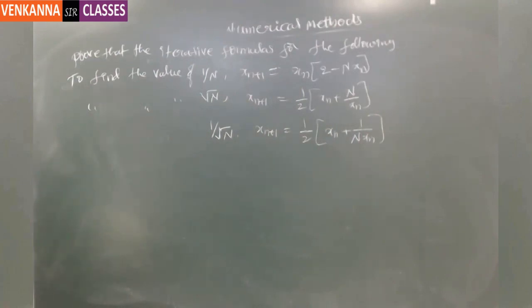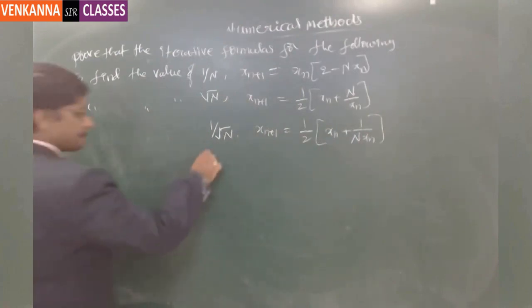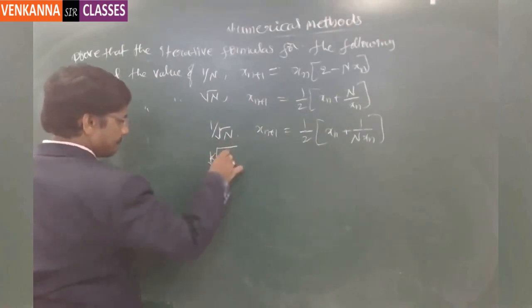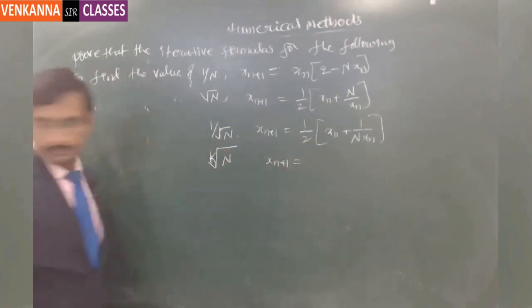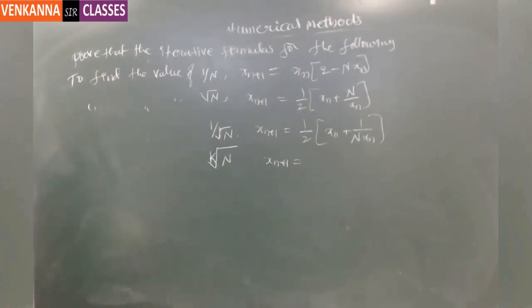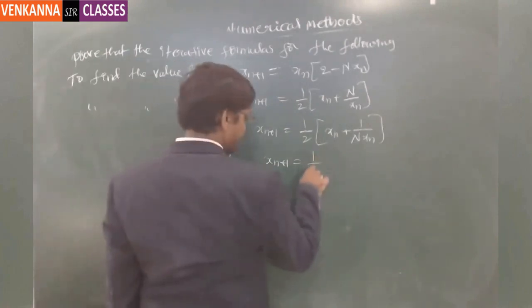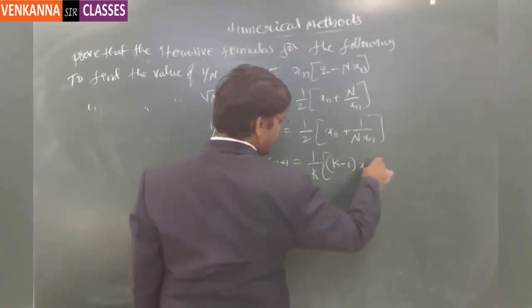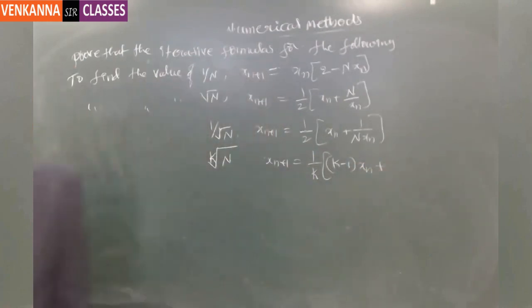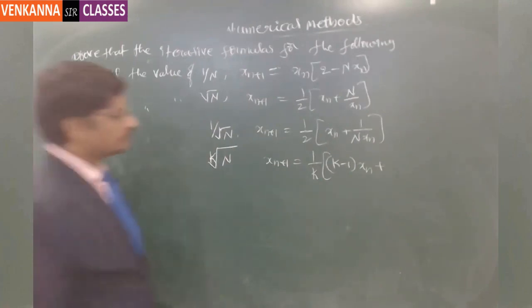For the kth root of n: x(n+1) equal to 1 by k times (k minus 1 into xn plus n by xn power k minus 1).